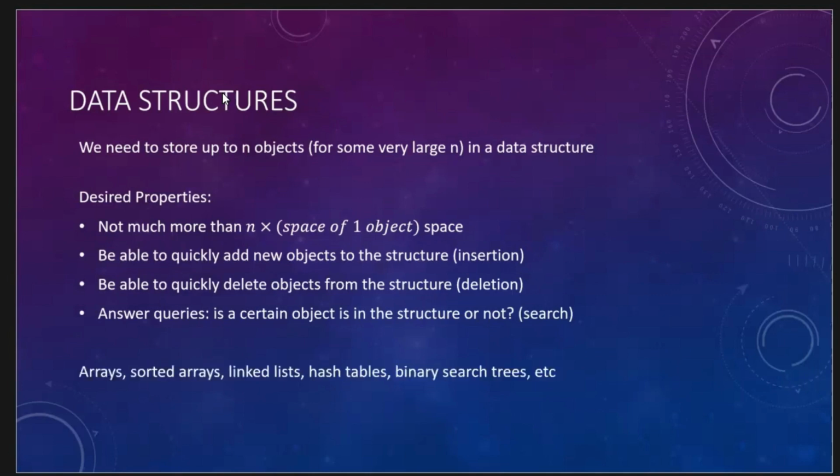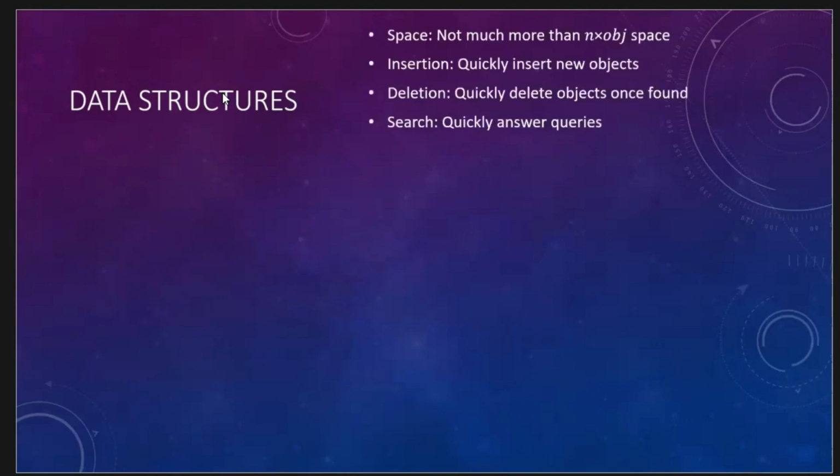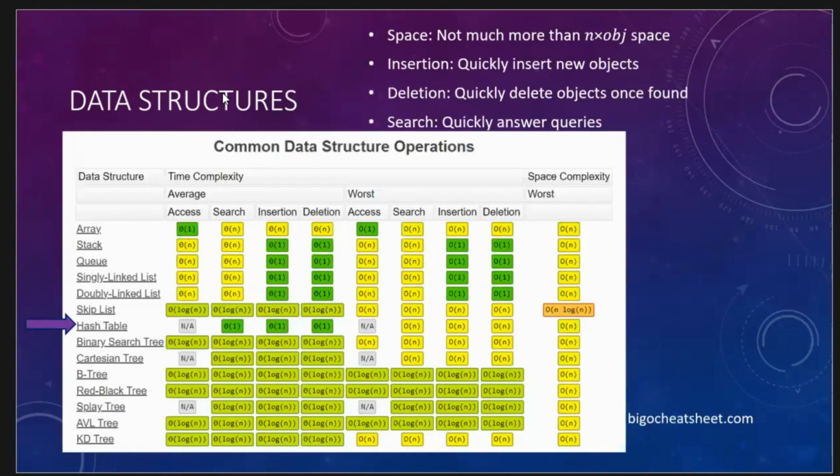Some examples of data structures that perform more or less well on these criteria: a basic array doesn't do too well when you ask, is this object in your array? You have to look through the whole thing. Maybe you could sort it, but then it's hard to insert stuff. Then we have linked lists, hash tables. Hash table is the one this talk is going to be about. Binary search trees, all kinds of other ones. So we'll remember all our criteria.